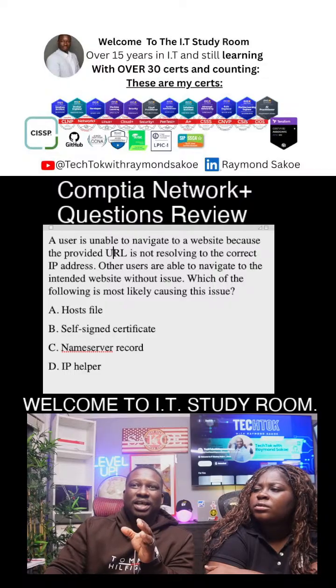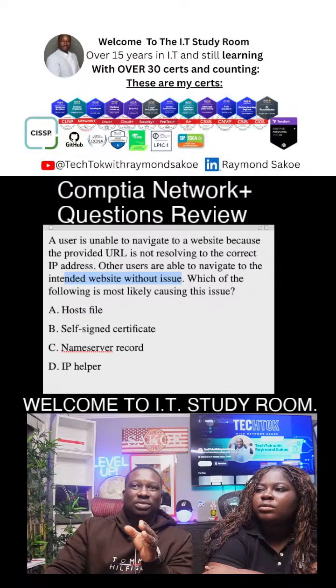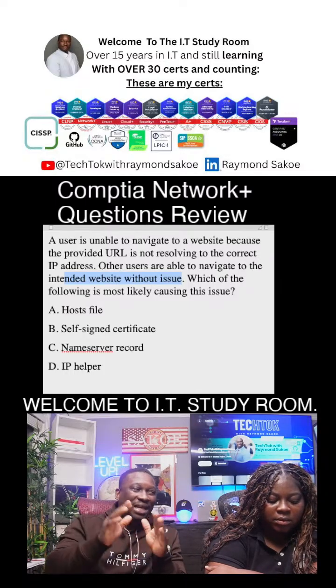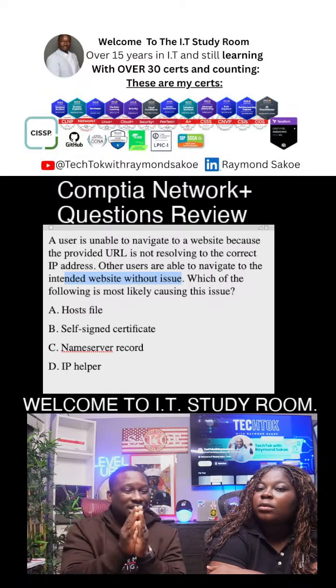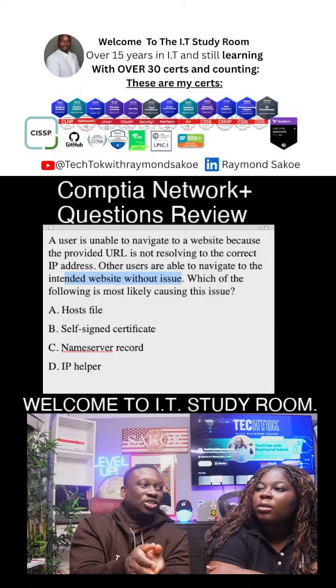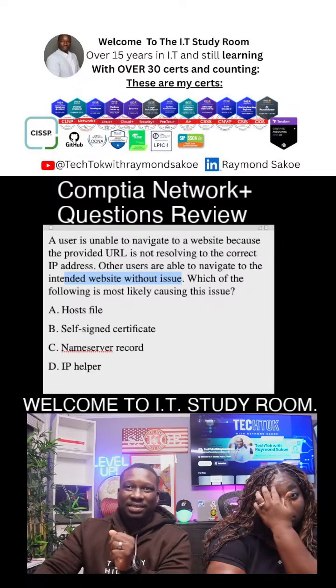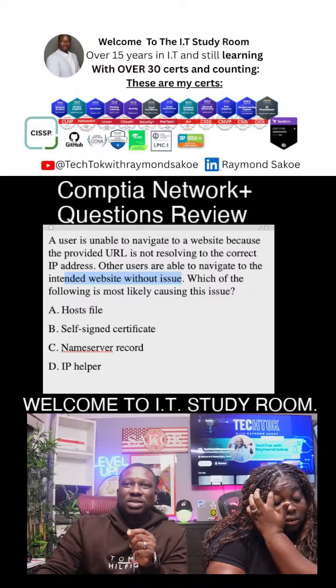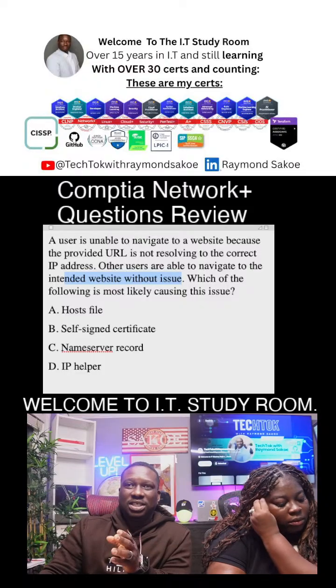And it says that other users are able to navigate to the intended website without issue. So now it's not a bigger problem, it's just a user-specific issue. Okay? So that's what it's saying. Which of the following is most likely causing this issue?